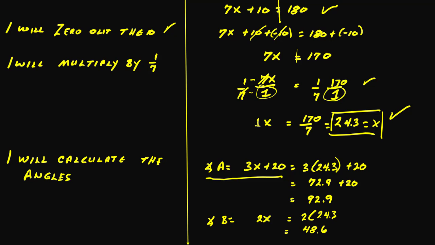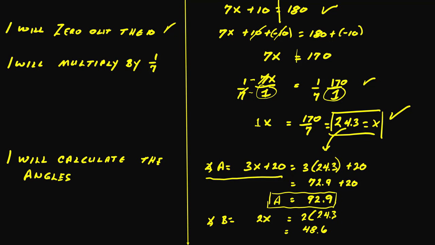So angle A, if I remember right, equaled 3x plus 10. All I'm going to do is wherever I see an x, I'm going to substitute in this value of x that I calculated, and then we'll multiply 3 times the 24.3. That gives me 72.9. Bring down the addition and the 20. Do the arithmetic, and I get angle A equals 92.5. I'll go ahead and box that in.